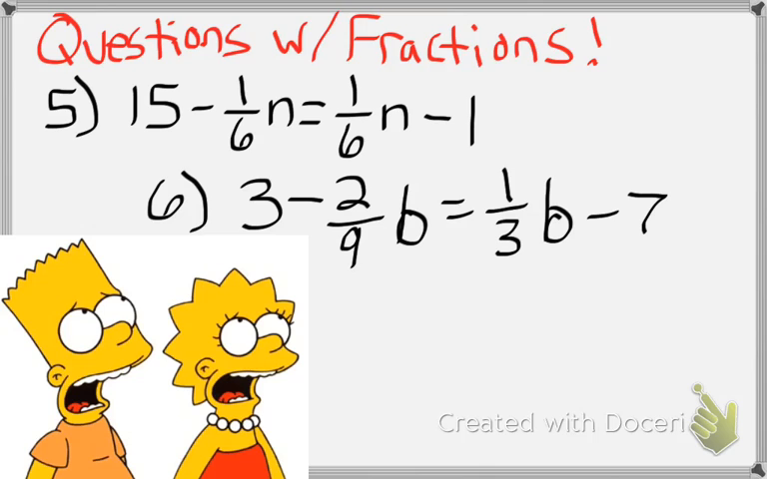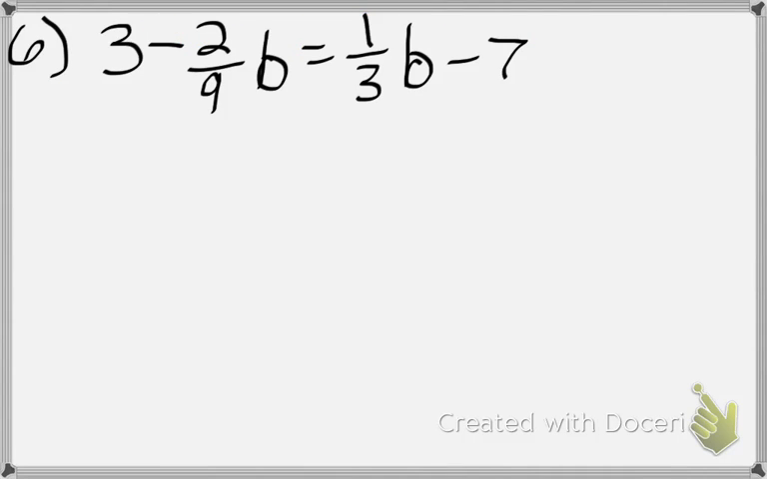Okay, now hit pause and try number 6. Number 6 is b equals 18. So now stay tuned to see how to do that, or if you already have your steps shown, you can skip this next part. We should start by moving our smaller variable towards our bigger one.